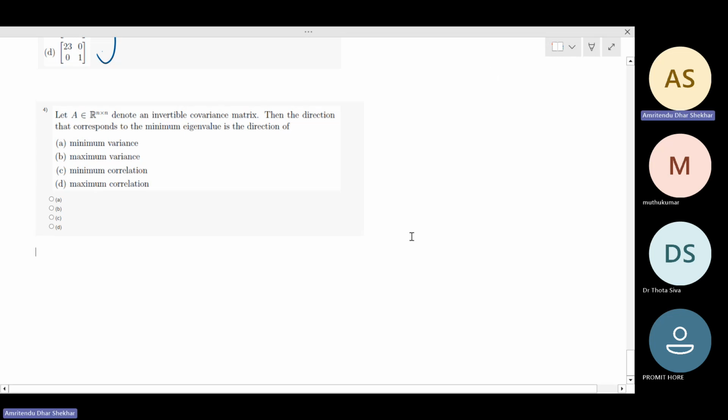Okay. All right. So we have this. We have to use the definitions of variance and correlation over here. Just give me 1 second. Let me quickly recall what the definitions of variance are.